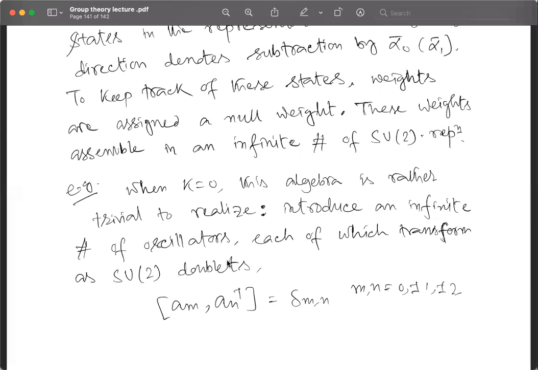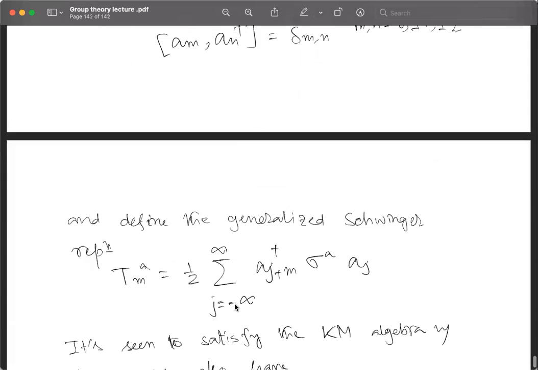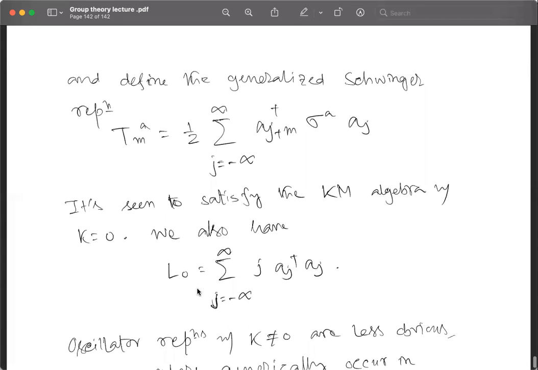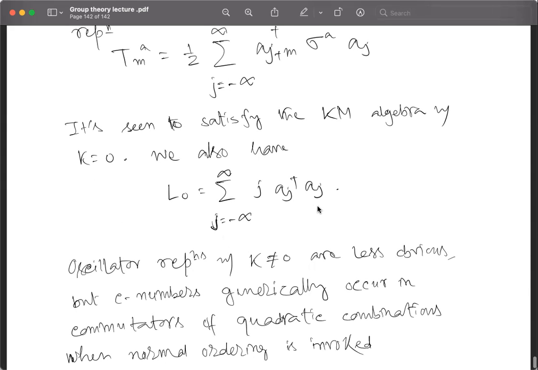So when k equals 0, this algebra is rather trivial to realize: introduce an infinite number of oscillators, each of which transforms as an SU2 doublet. And so we can write down the commutators of a_m and a_n dagger, where m and n are 0, plus or minus 1, plus or minus 2. So you can see those many oscillator algebras you can construct. And then define the generalized Schwinger representation T^a_m equals one half the sum over j of a_j dagger sigma^a a_{j+m}, with j running from minus infinity to plus infinity, which seems to satisfy the Kac-Moody algebra with k equal to 0. We also have L0 equal to the sum over j of j a_j dagger a_j.